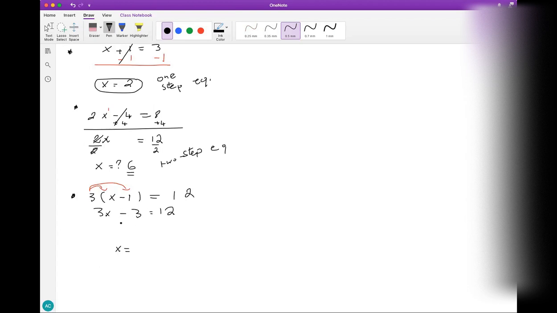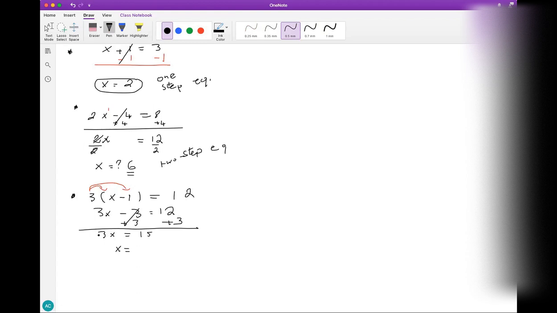What do we cancel first again? We're going to add 3, add 3. 15. These 2 cancel out, so 3x equals 15. The final step is divide. That's right, you want to get rid of the 3.